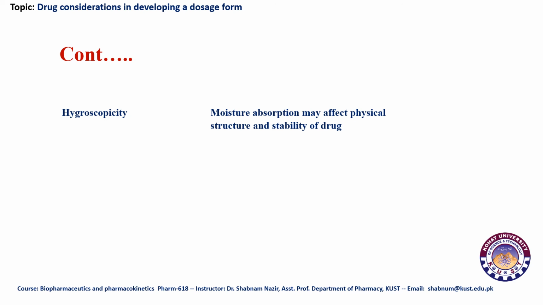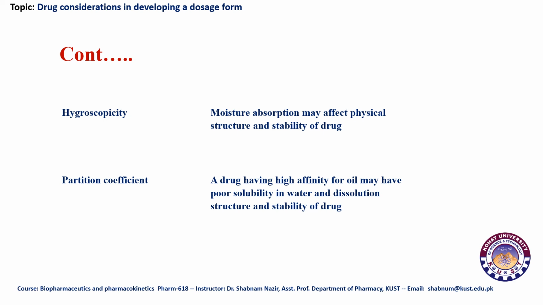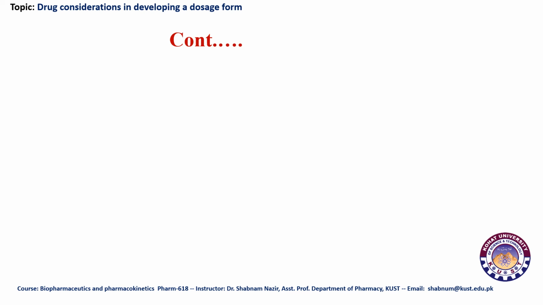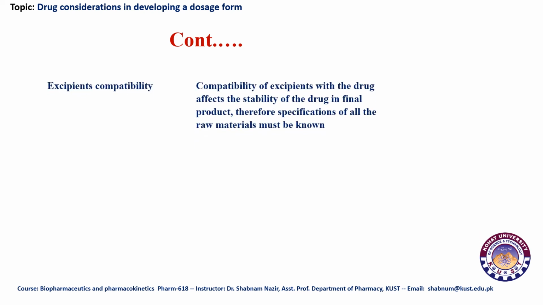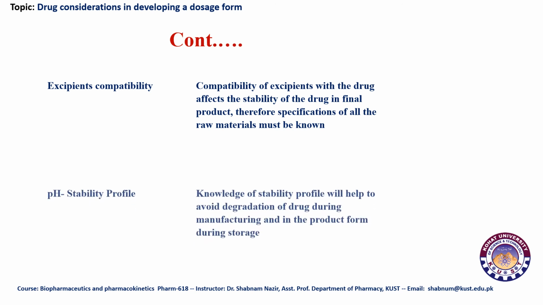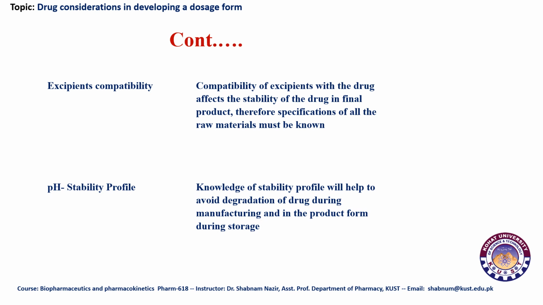Then the next property is partition coefficient. A drug having high affinity for oil may have poor solubility in water, as you know very well, and dissolution, structure, and stability of the drug would be greatly impacted by this property. Excipient compatibility: compatibility of excipients with the drug affects the stability of the drug in the final product. Therefore, specifications of all the raw materials must be known. Next is the pH stability profile. Knowledge of the stability profile will help to avoid degradation of the drug during manufacturing and in the product form during storage.